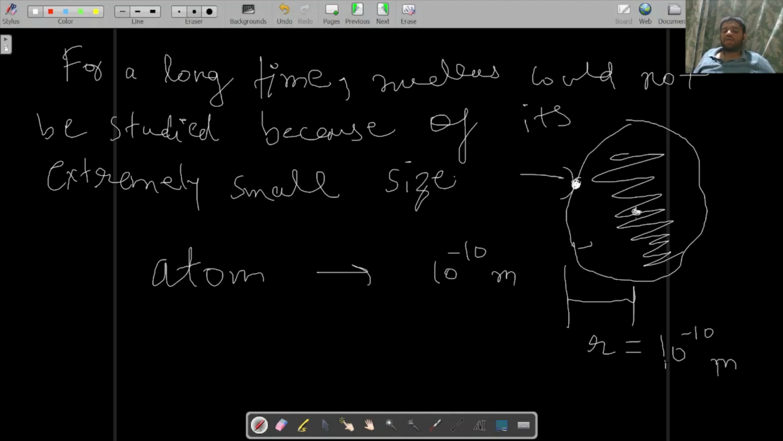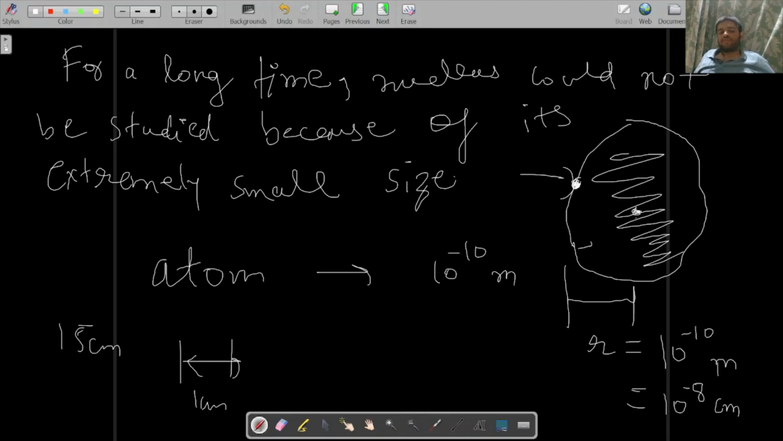Now how can you imagine this 10 to the power minus 10 meter? In order to imagine this, first of all you convert this into centimeter. As soon as you convert this into centimeter, you will get 10 to the power minus 8 centimeter. Then take a 15 centimeter scale which you have at your home. Take its 1 centimeter, and cut this 1 centimeter. I am just making you imagine the size of the atom.